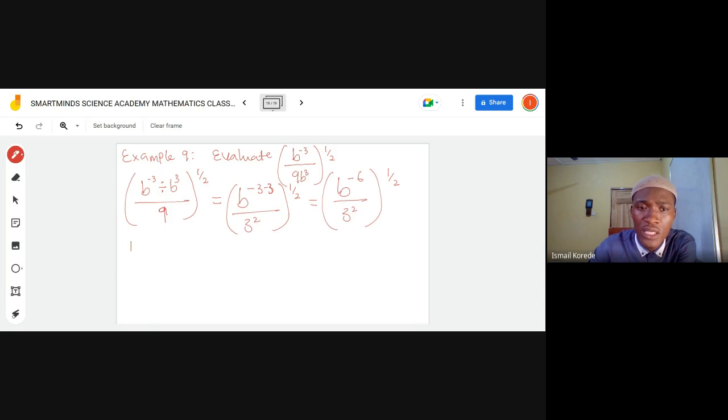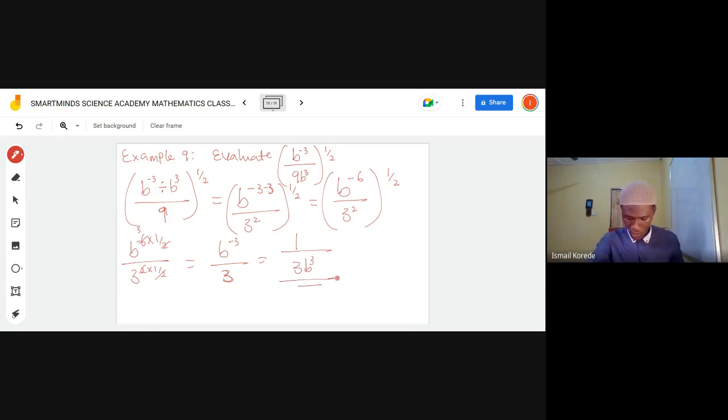So I have b negative 6 times 1 over 2 over 3 squared times 1 over 2. So 2 cancels 2, 6 here, you have 3. 2 cancels 2, you have 1. So b negative 3 over 3. This negative sign is indicating that this b should be at the denominator. So I'll just be left with 1 over 3b cubed. So that's my answer for that question.